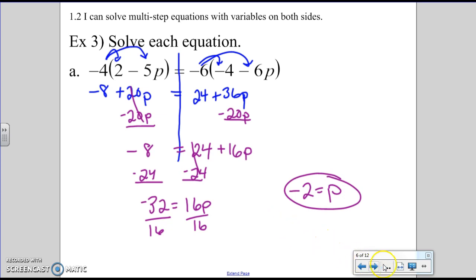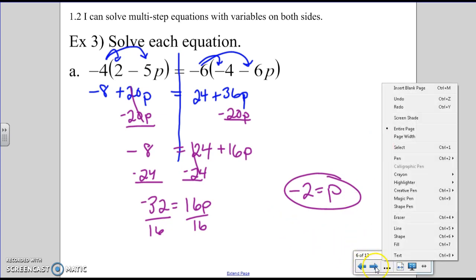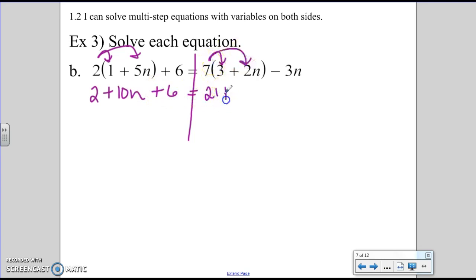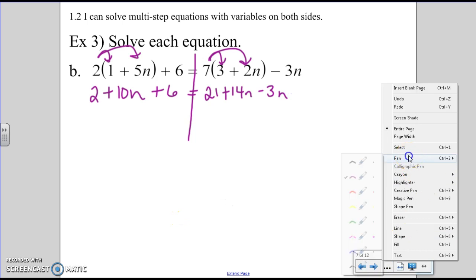Okay. Last one we're going to do, just going through the steps here. First step, same idea, distribute, get rid of your parentheses. So 2 times 1 is 2, 2 times 5n is 10n, and then we bring down my plus 6. On the right side, 7 times 3 is 21, 7 times 2n is 14n, and bring down your minus 3n. Okay. So there's step 1, get rid of your parentheses.